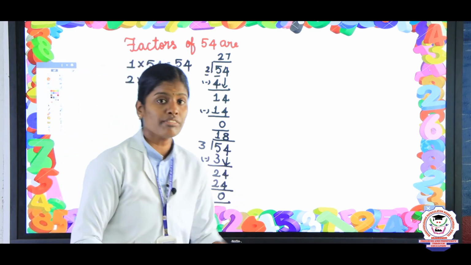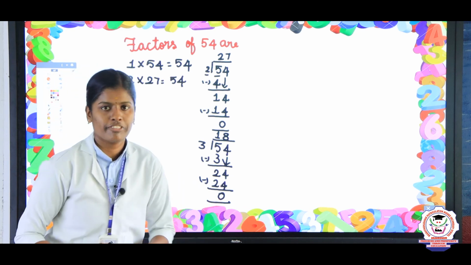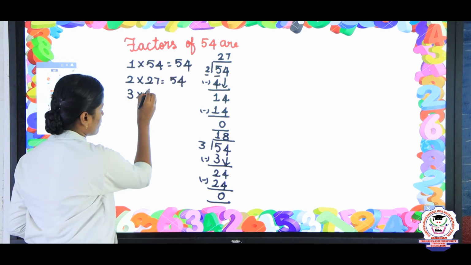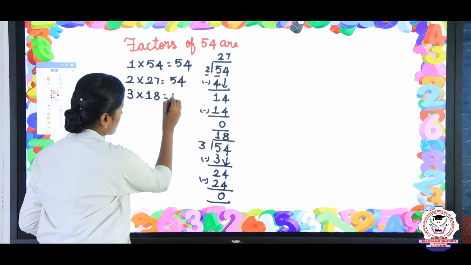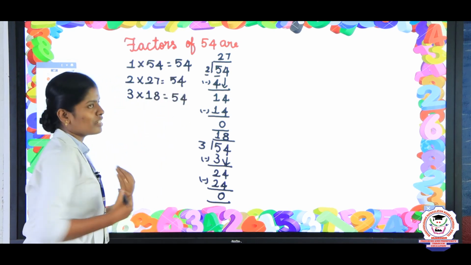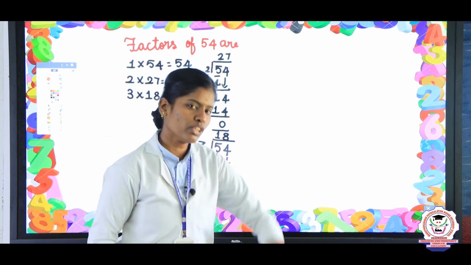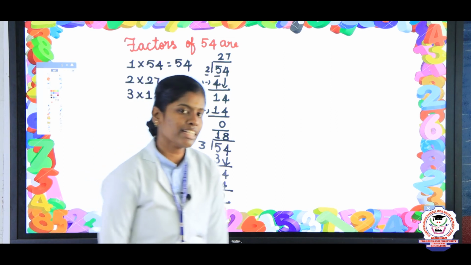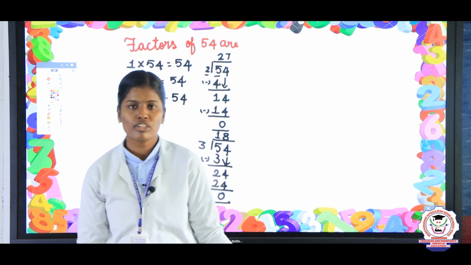So the factors of 3 is the factor of 54. So write the answer. 3 18s are 54. Next, my dear student, check 4 table. So 4 table 54 is not possible. Next you are going to check the 5 table. 5 table also 54 is not possible.